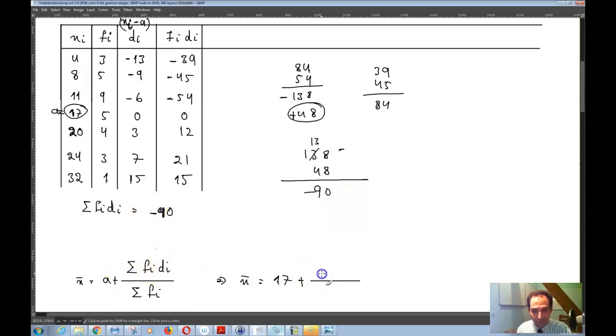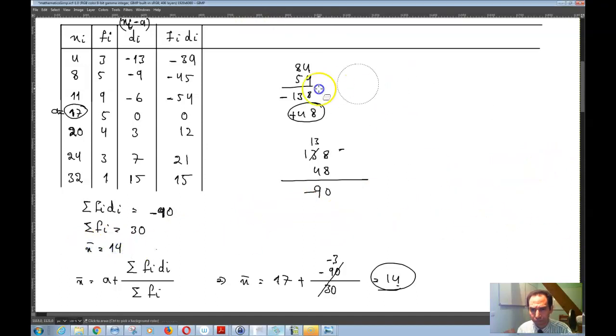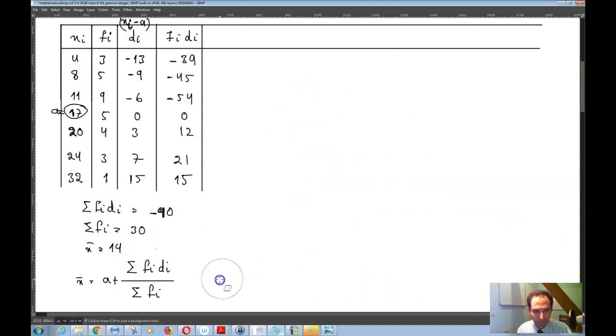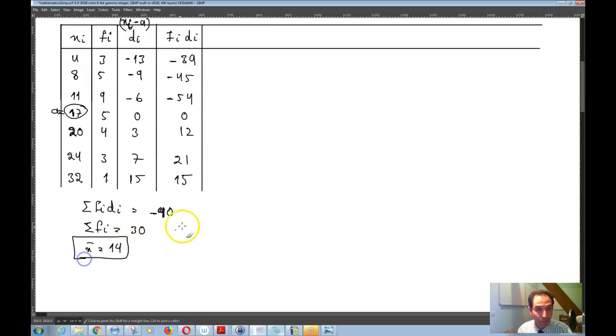So sigma f of I d of I is equal to negative 90, and sigma f of I is equal to 8 plus 9 is equal to 17, 17 plus 9 is equal to 26, 26 plus 4 is equal to 30. And 90 divided by 30 is equal to 3, so that this whole thing goes to negative 3. 17 minus 3 is equal to 14. So your x bar is equal to 14. It doesn't really matter what sort of method you use. It's important to find the mean of your data.